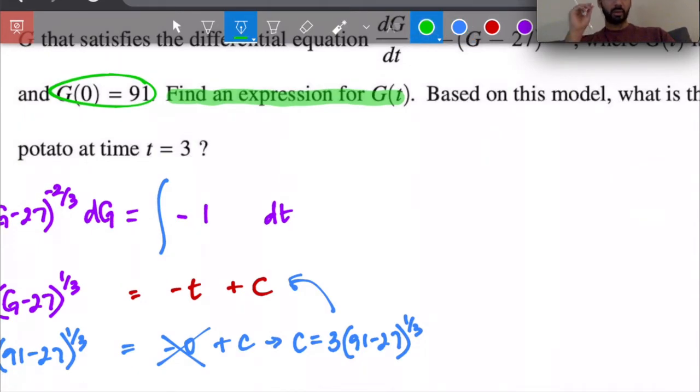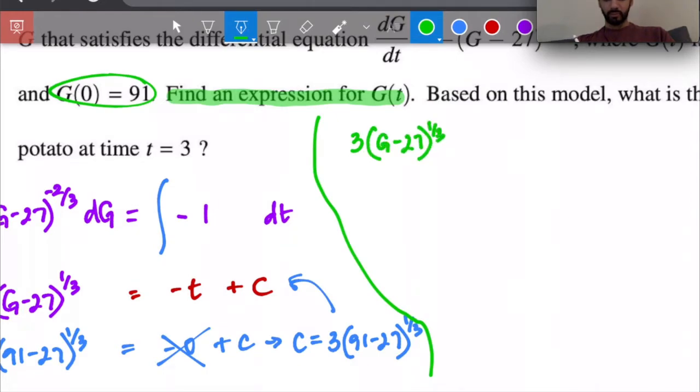So let me now rewrite this nice and cleanly. So let me block this stuff off. Okay, so we're going to say that 3 times g minus 27 to the 1/3 is equal to negative t plus 3 times 91 minus 27 to the power of 1/3. There's my equation. I need to now solve it.